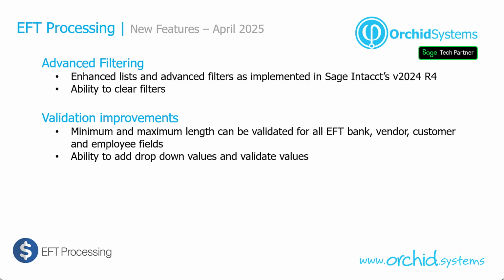We've also improved some of the validations. Currently, you can validate your branch transit field as well as the account number. Now you can set up a minimum and a maximum length for all EFT bank, vendor, customer, and employee fields. So all the extra fields that get added per format can be validated. And for fields that only accept a limited list of values, we can now add drop-down values as well as validate the values that are entered.